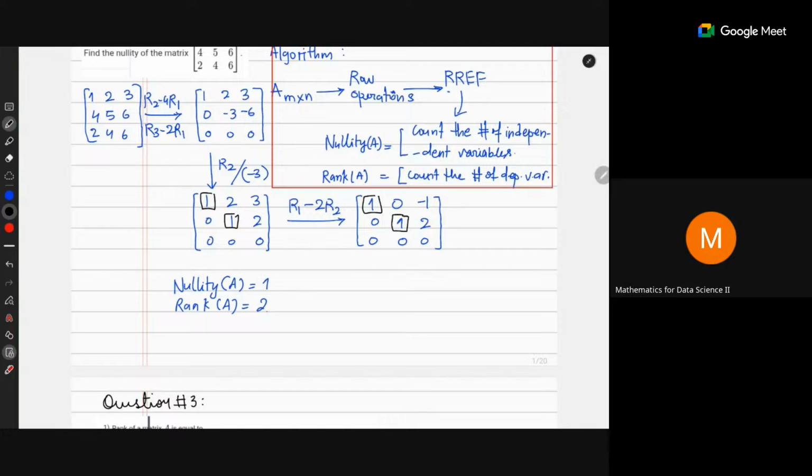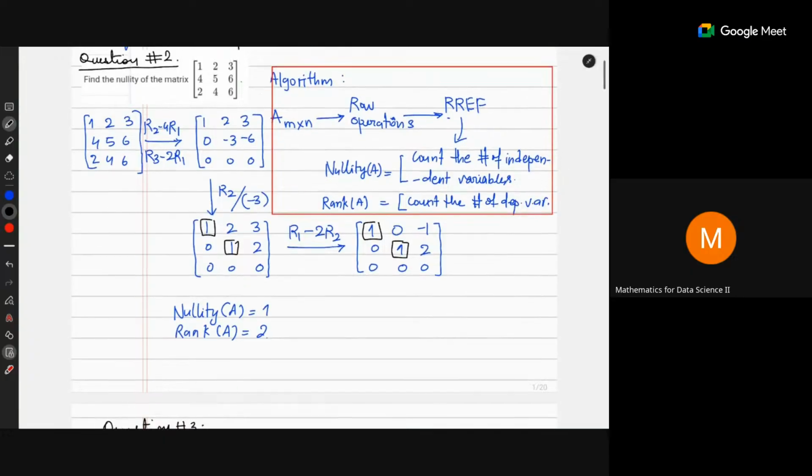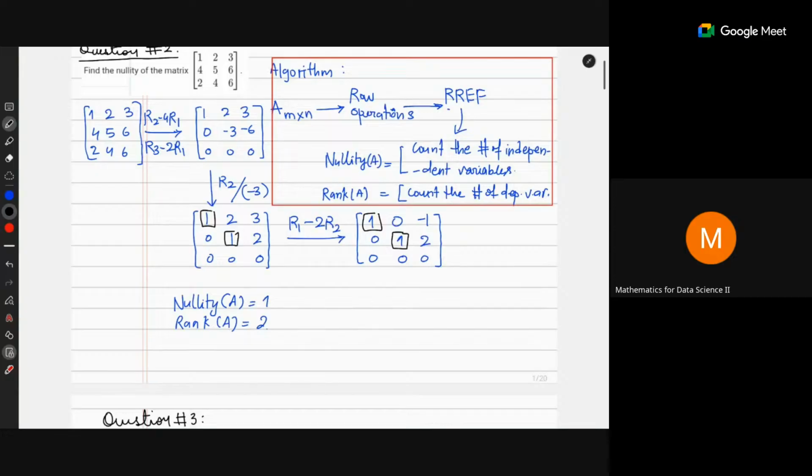Okay. So now can anyone tell me what is the null space of this matrix? How do we calculate the null space of this matrix? So for null space, X minus Z equal to 0, correct, and Y plus 2Z equal to 0. Now these two equations will give us the null space. This gives us X equal to Z and this gives us Y equal to minus 2Z.